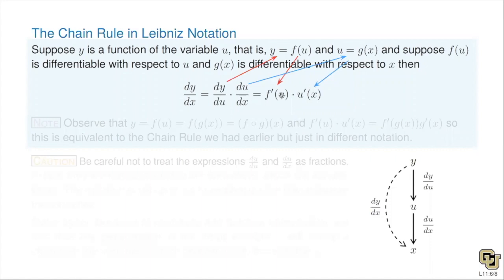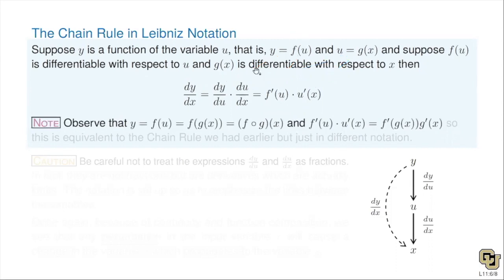And now if you replace the u with g of x and the u prime with g prime of x, then it looks exactly like our previous chain rule. It's identical. There's nothing new here. They're just playing these kinds of variable games. So here in f of u, if you replace the u with g, you get f of g.